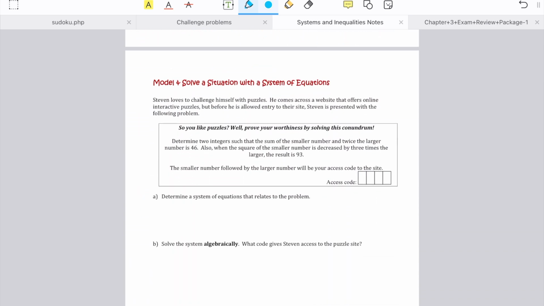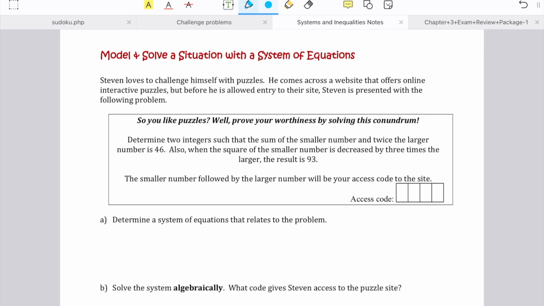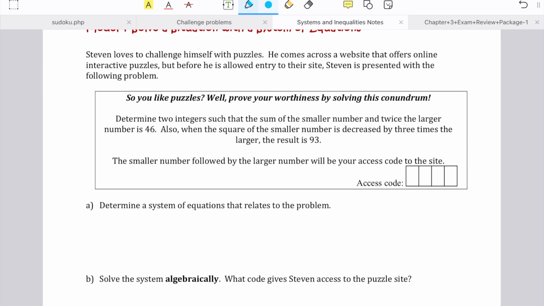Let's do the second question. Model and solve a situation with a system of equations. So we're using applications like word problems to solve using system of equations. Steven loves to challenge his friends with puzzles. He comes across a website that offers online interactive puzzles, but before he is allowed entry to the site, Steven is presented with the following problem.